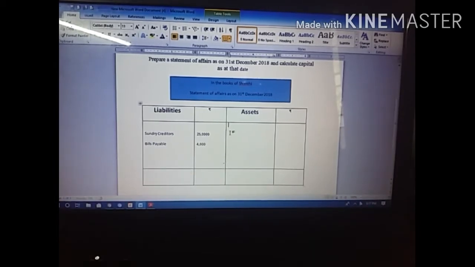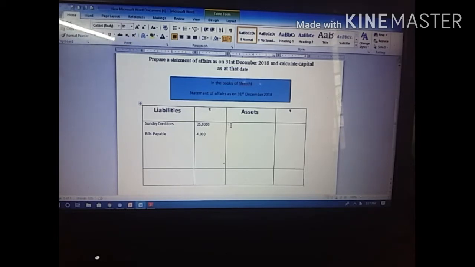So right hand side, asset. We have to write all the assets, whatever they were given. So bills receivable they are given here. I have to write the bills receivable, sundry debtor, likewise. First we have to write the cash, stock, debtor.